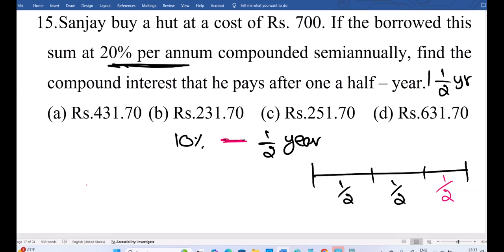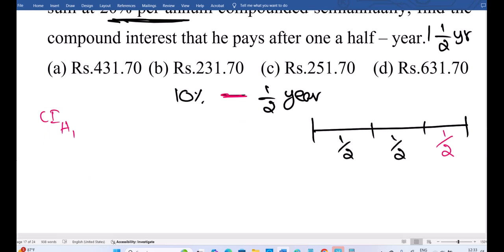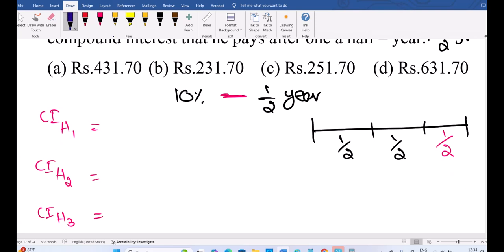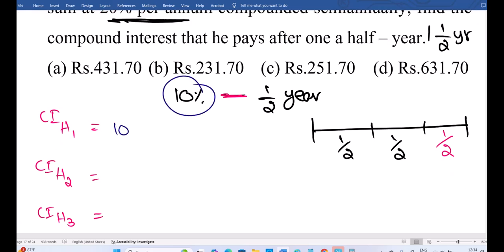First half-yearly, second half-yearly, third half-yearly, what is the compound interest? 3 half years is 1.5 years. First half year, what is the interest? 10%. Interest is calculated on principal. What is the principal value? 700. 10% of 700 is 70.